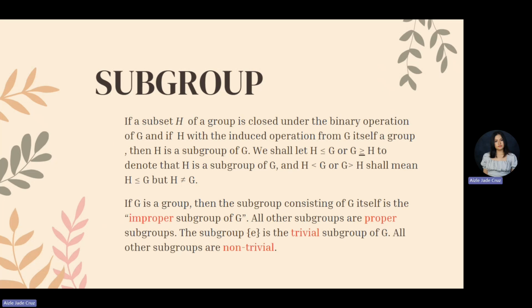If G is a group, then the subgroup consisting of G itself is the improper subgroup of G. All other subgroups are proper subgroups. The subgroup E is the trivial subgroup of G. All other subgroups are non-trivial.